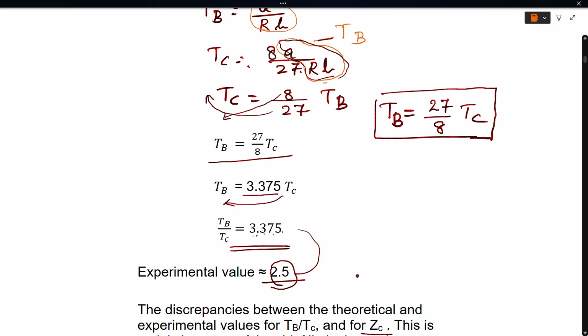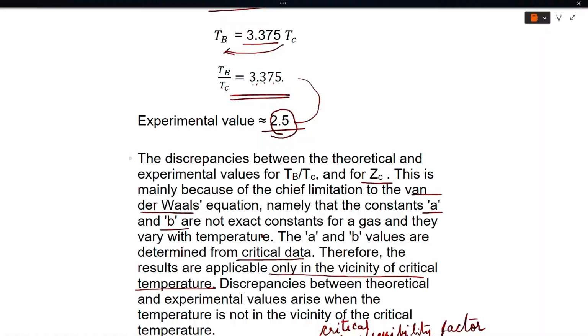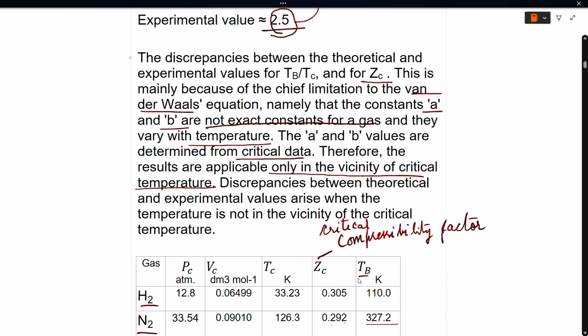It is highly deviating from the theoretical value, and this deviation occurs just because in the van der Waals equation we assume that A and B are constants, and they are not exact constants for a gas. They vary with temperature, or you can say that A and B are temperature dependent, and the data of A and B, when taken at the critical conditions, is almost okay, otherwise it deviates. In the vicinity of critical conditions, it's okay.